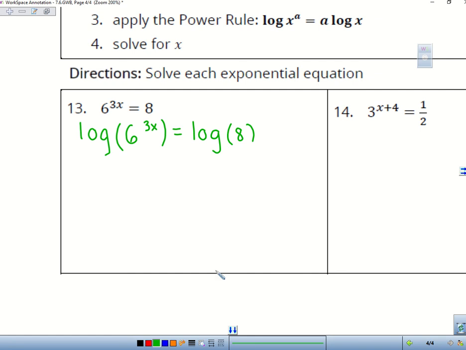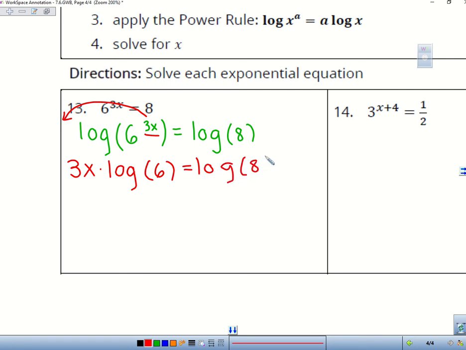A logarithm is a tool to find a missing exponent. Okay, we have a missing exponent, we're using the tool. Now, the power rule states that what can I do with this 3x? It can go out front. Everybody see what I did there? Okay.